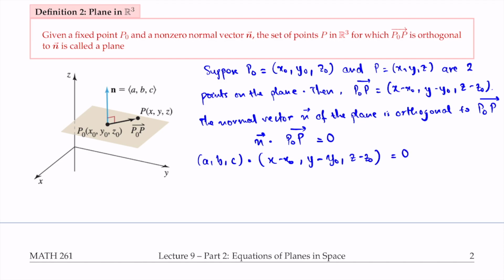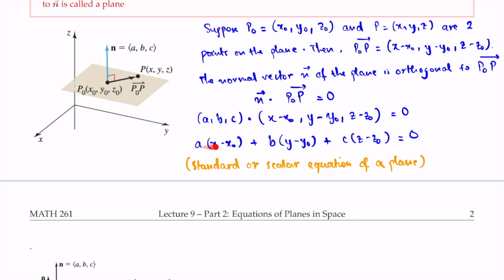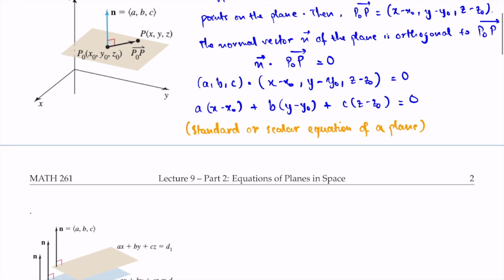equal to 0. So when you perform the dot product, you're going to get that a times x minus x0 plus b times y minus y0 plus c times z minus z0 equal to 0. So this equation that we just obtained right here is called the standard or the scalar equation of a plane.